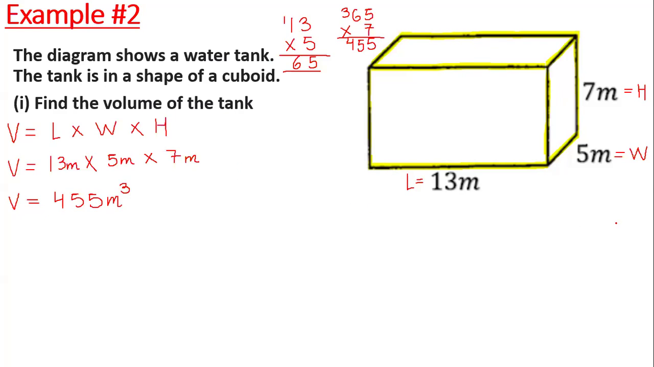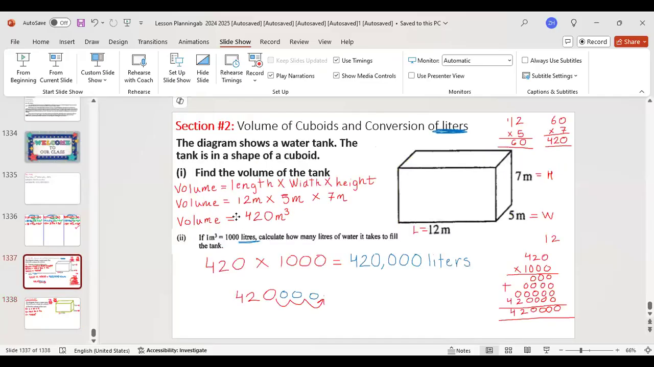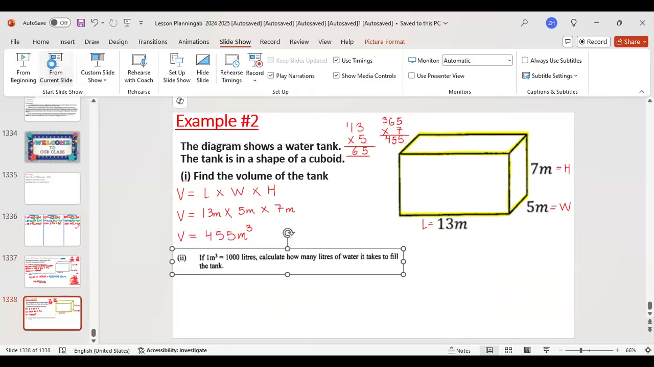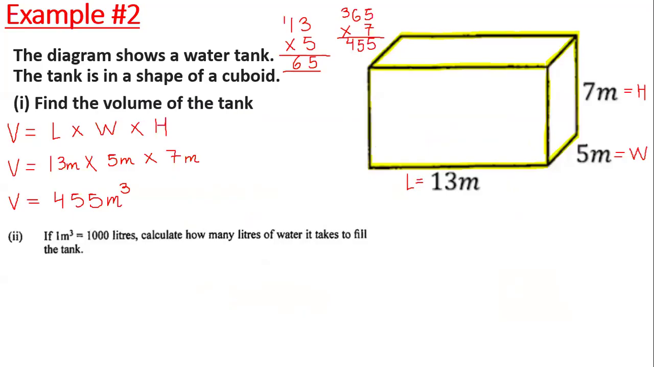All right. Do we understand how I got that, class? Let me know if you understand how I got that. Yes, sir. Good. So we got that how? All we did was we took the length times the width times the height, and then we got 455 meters cubed.